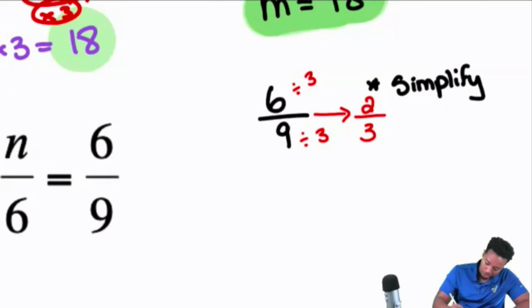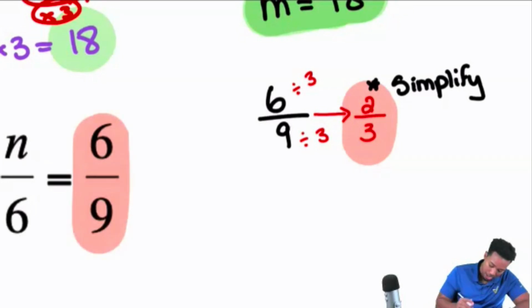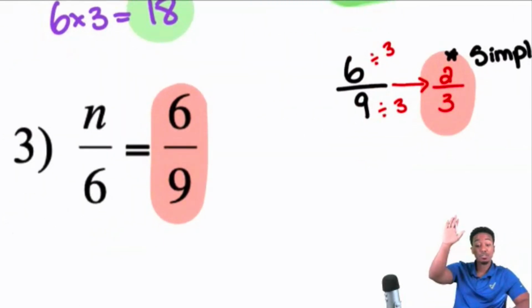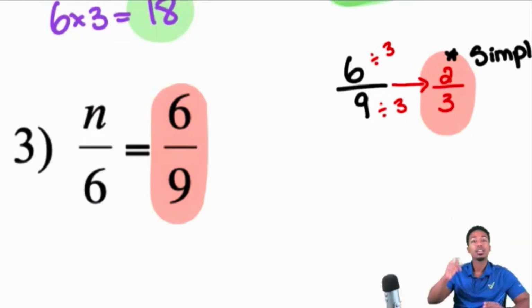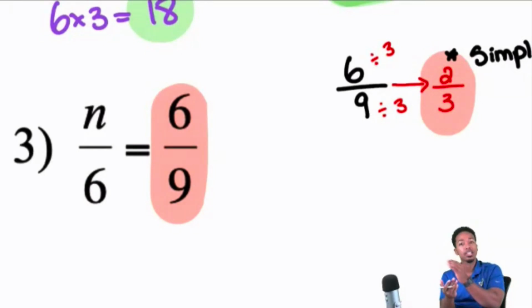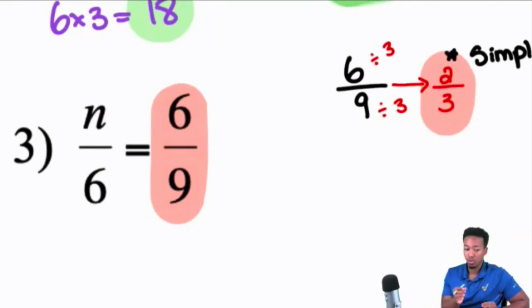I can replace 6 over 9 with 2 over 3. Yes or no? Does everybody see that? I simplified the 6 over 9 to get 2 out of 3. And what I'm allowed to do now is replace 6 over 9 with 2 over 3. That is what we can do to be able to see the convenience of this situation.